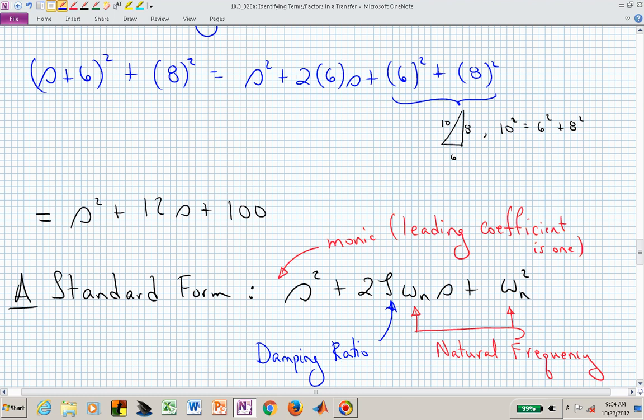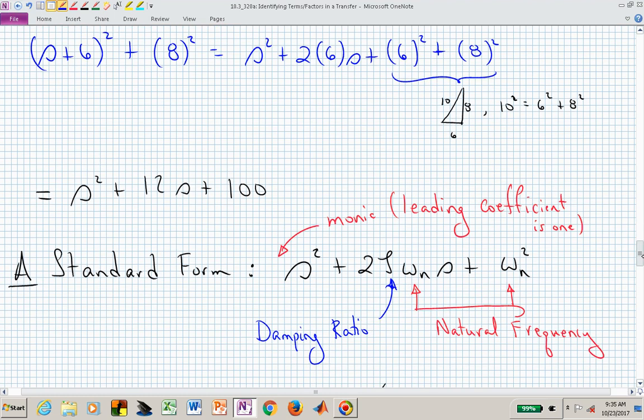Omega sub n is the natural frequency. That's how the system would like to vibrate if there was no damping. It would vibrate at a frequency of omega sub n. With zeta, the damping ratio, that actually moves us a little bit into the left half plane. If we had zero damping, if zeta was 0, then we would just have s squared plus omega sub n squared, and we would end up right on the imaginary axis with poles at plus and minus j omega sub n. That's the natural frequency.